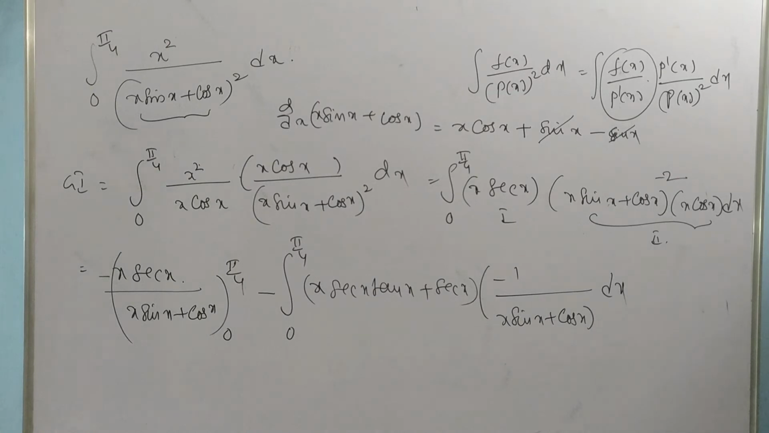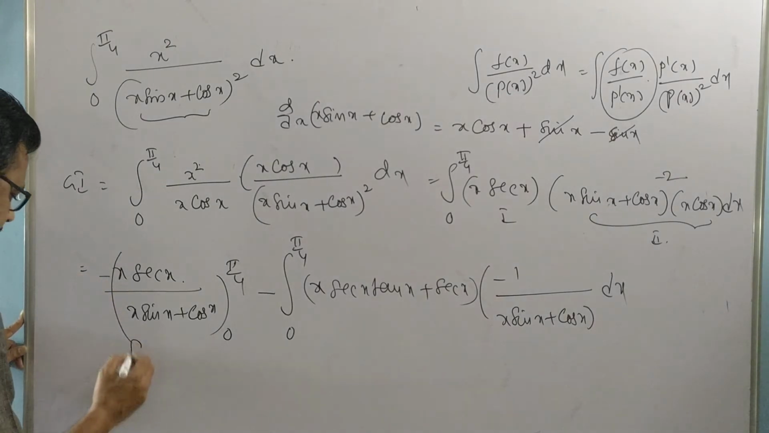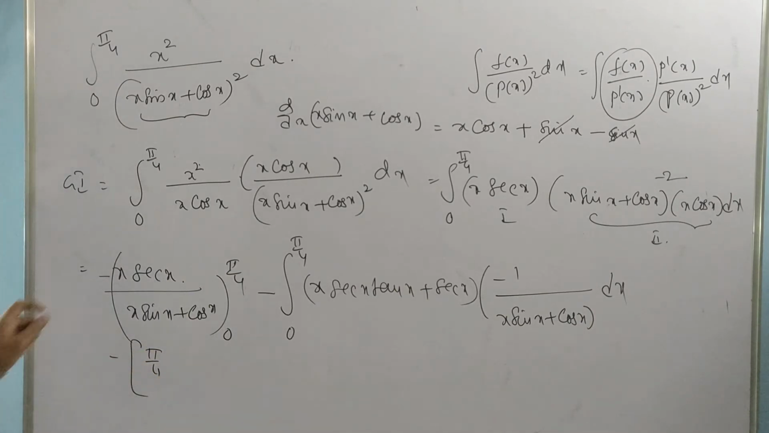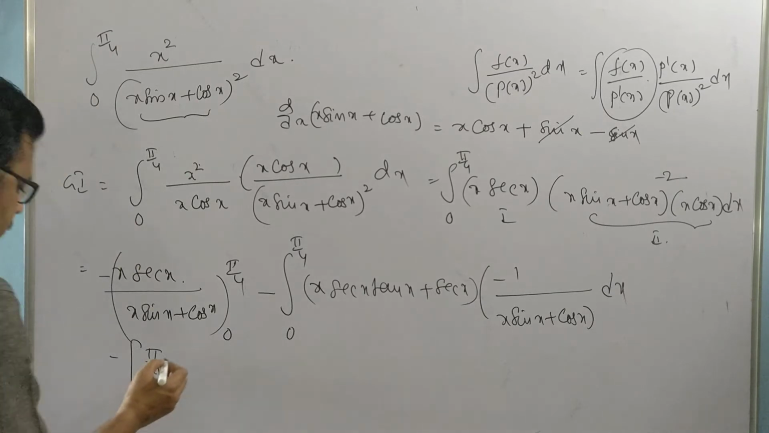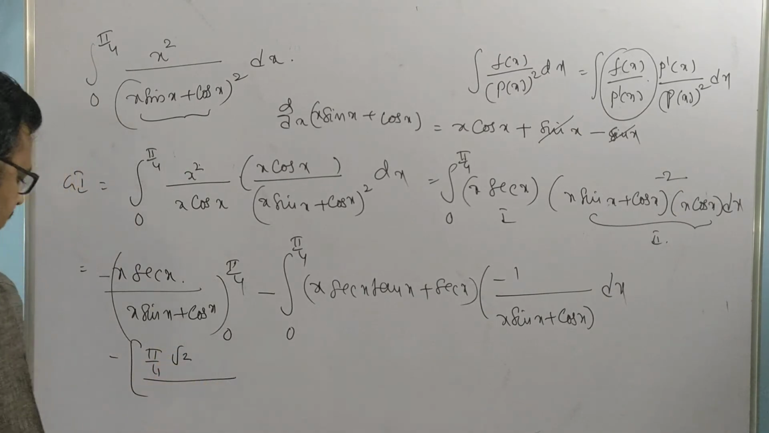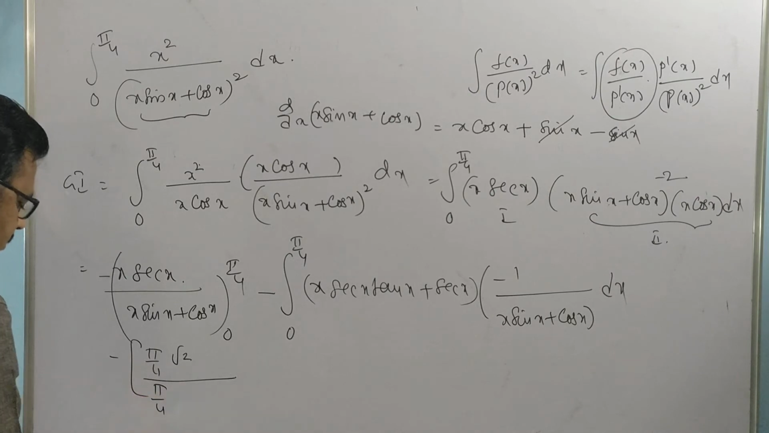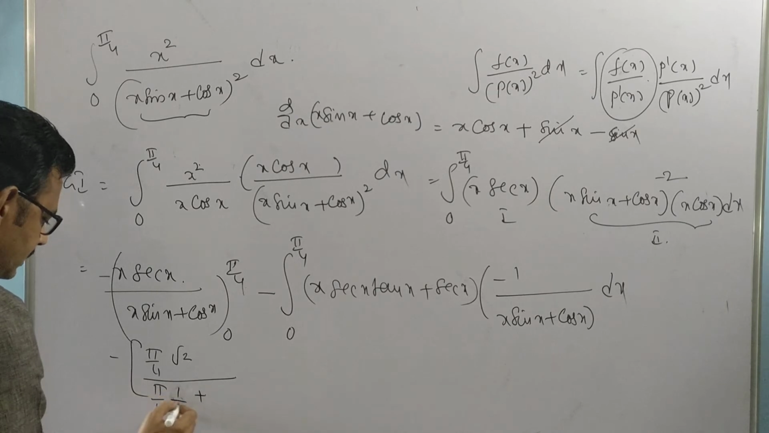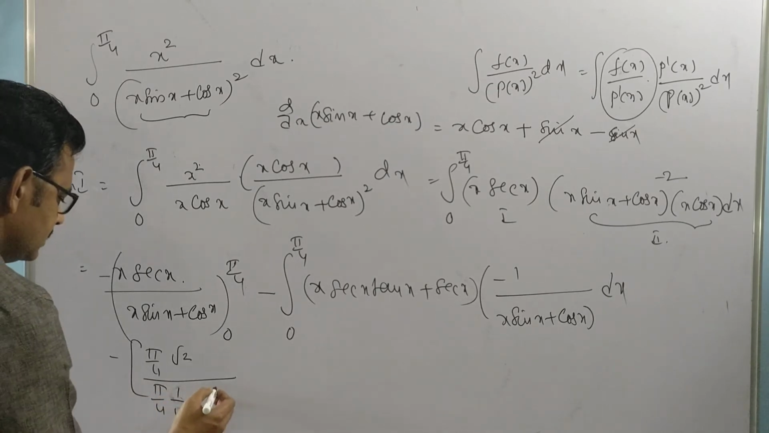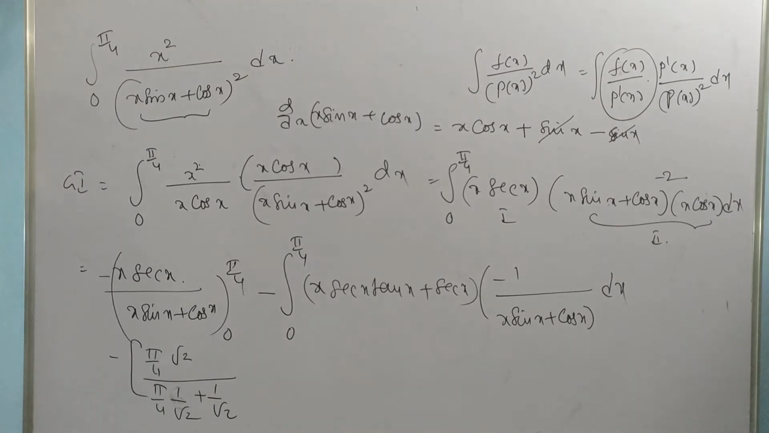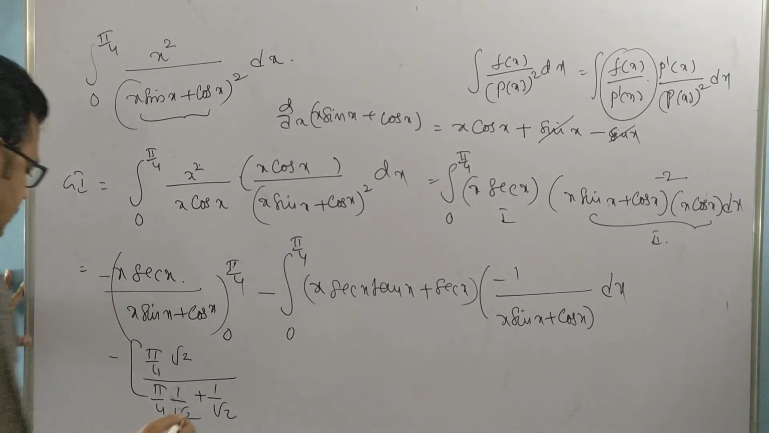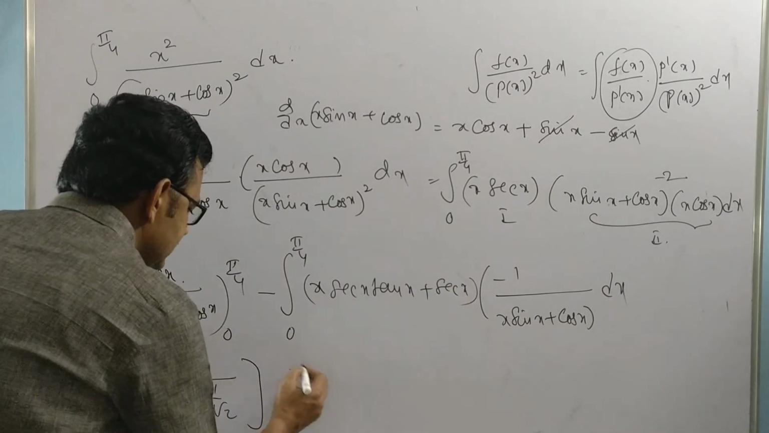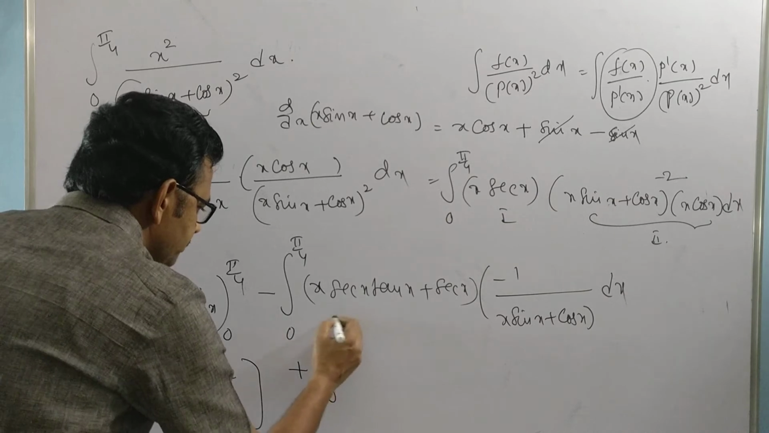Okay, now just apply the limits. This is minus of pi by 4 into secant pi by 4. What is that? Root 2, sorry, 1 by root 2. So this is pi by 4 into root 2, sorry, 1 by root 2, plus this is also 1 by root 2. Now the lower limit is simply 0. Minus of minus is plus integral 0 to pi by 4.